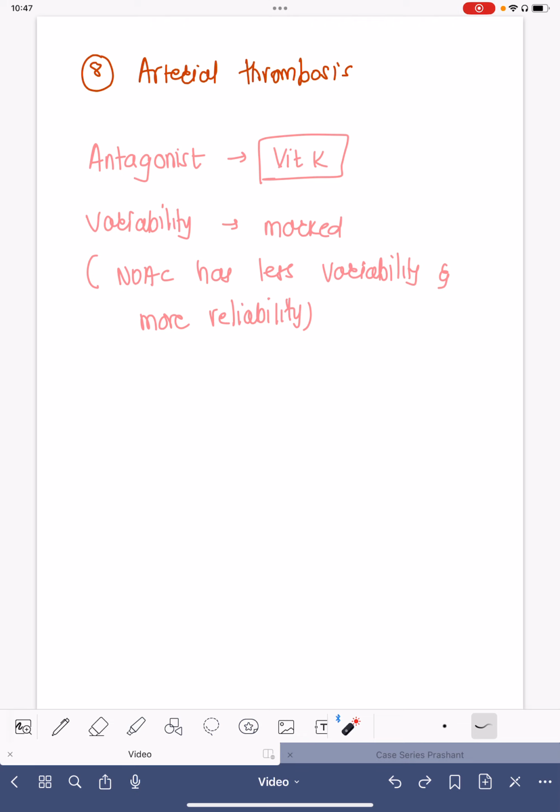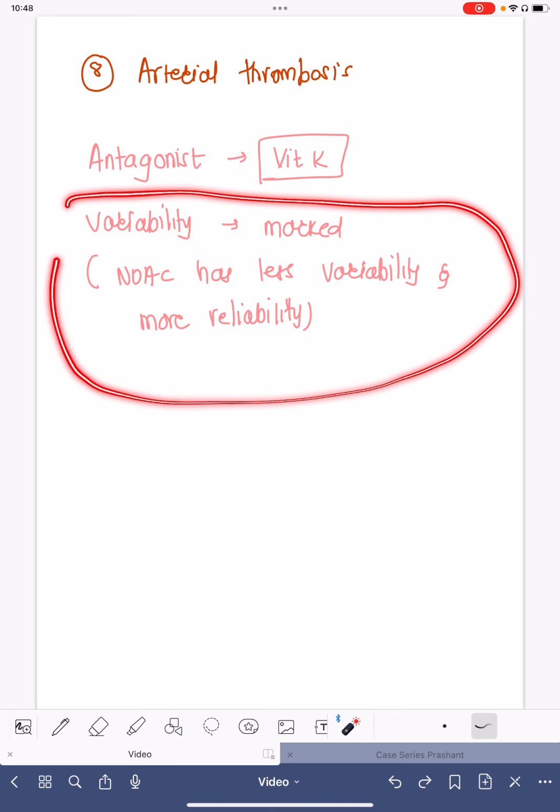Now, if the INR is 1, we are not sure whether it will come to 1.5 or 2 or 2.5. We simply have to repeat it. If the INR target is not achieved, then we have to increase the dose by 1 milligram. This is how the warfarin dosage is usually increased. So it shows a lot of variability when our target is INR achievement.